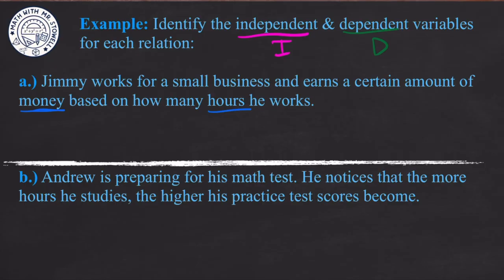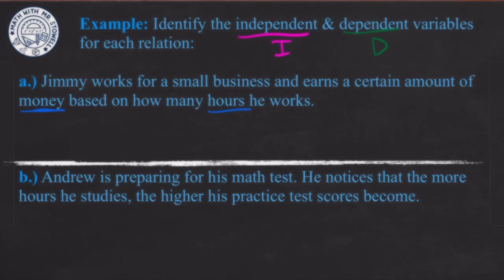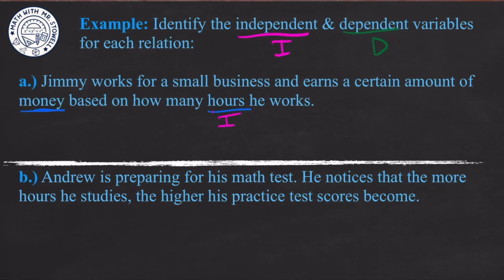Well, hours, he can't affect how many hours he really works. The time just happens, but the money is dependent upon the time. Okay, so hours would be our independent. The hours he spends working is independent, and the money he gets is our dependent variable. He can work however many hours he wants, but the amount he gets paid depends on the hours he works.